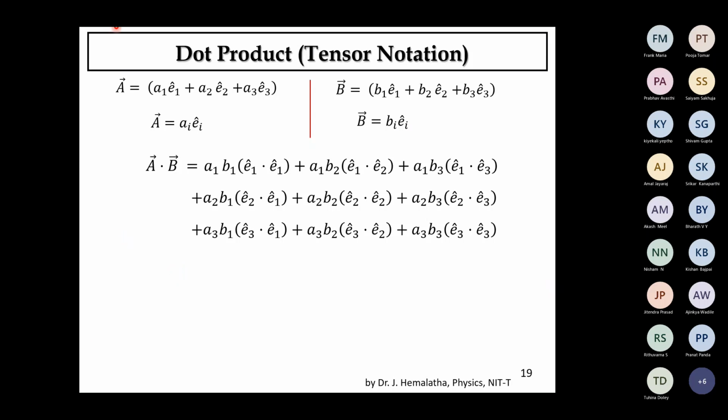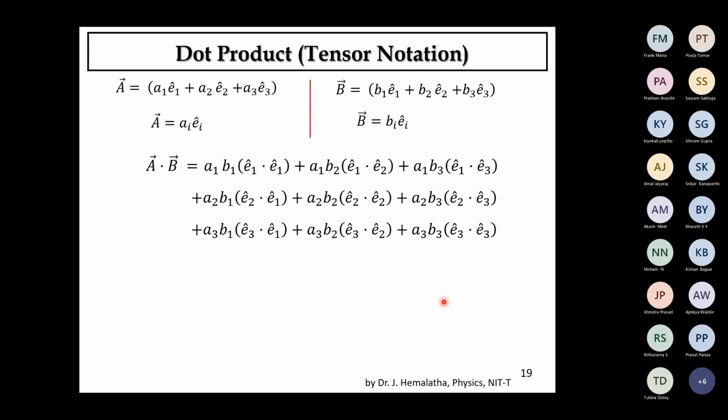A dot B, the A vector dot the B vector. Normally we write A1 B1 and the unit vectors get the dot product: e1 cap dot e1 cap, plus A1 B2 e1 dot e2, plus A1 B3 e1 dot e3. I just expanded all the dot products, so we get 9 components, right? This is a summation of different terms. If I ask you in terms of summation, how will you write it? One of you tell me.